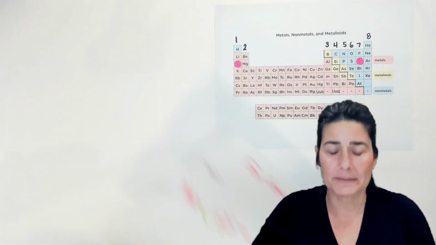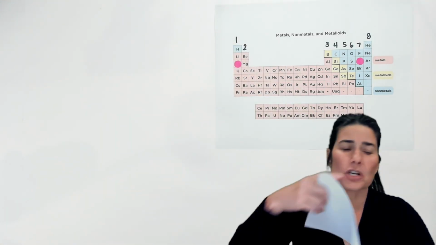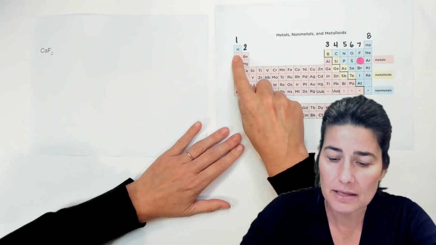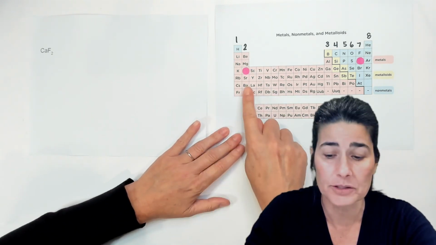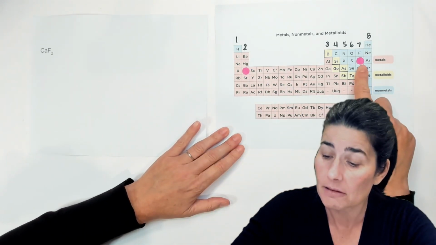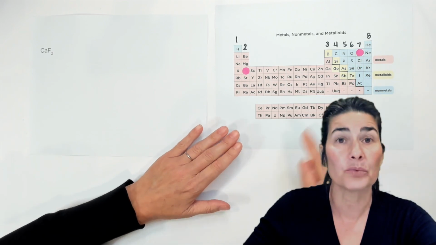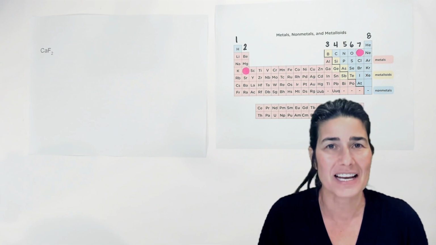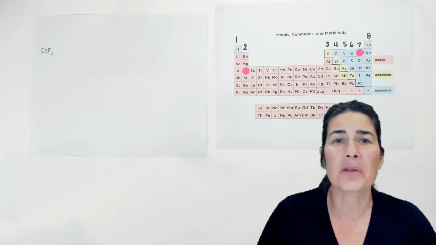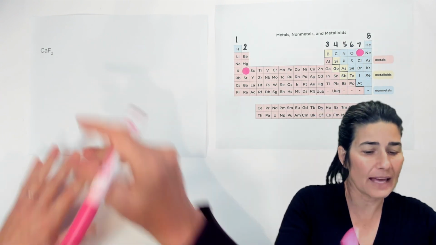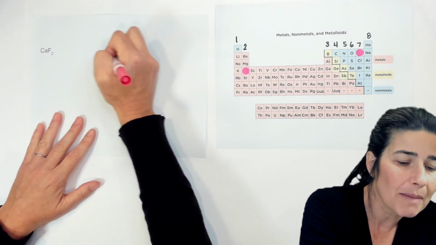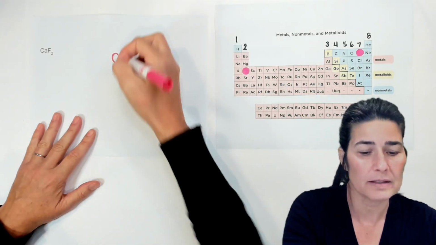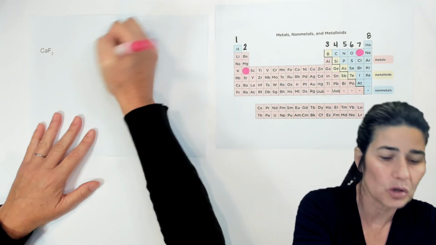Let's try another one. So how about showing the Lewis dot picture for calcium fluoride? Calcium, being a metal, holds onto its electrons loosely, and fluorine, being a nonmetal, really pulls the electrons. In fact, fluorine is the most electronegative atom of all. Let's show the bonding process. I'm going to go ahead and start off with my calcium. Calcium in the second row has 2 valence electrons, 1, 2.